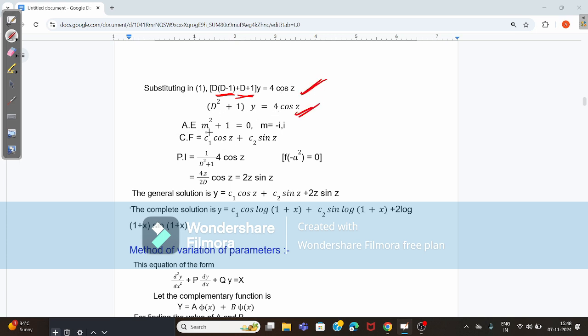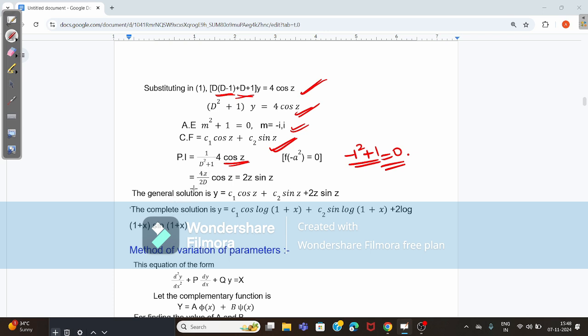So the auxiliary equation becomes m^2 + 1 = 0, so m is equal to plus or minus i. The CF value is C1 cos z + C2 sin z. Now what is the PI value? 1/(D^2+1) 4 cos z. Since you have cos z, when you put D^2 as minus 1, the value becomes 0, so you have to multiply with z and differentiate this value one time.